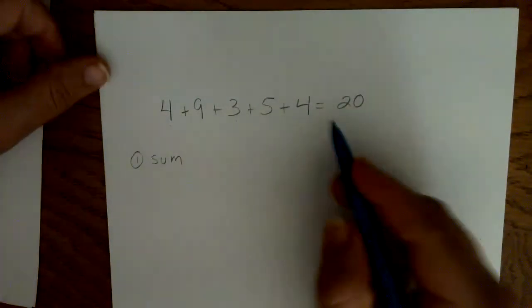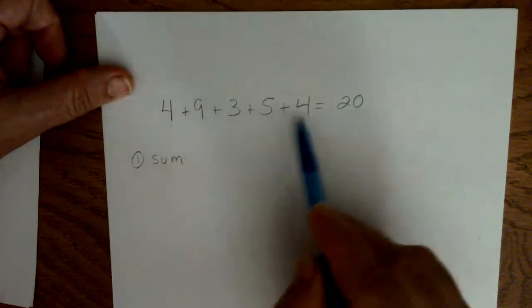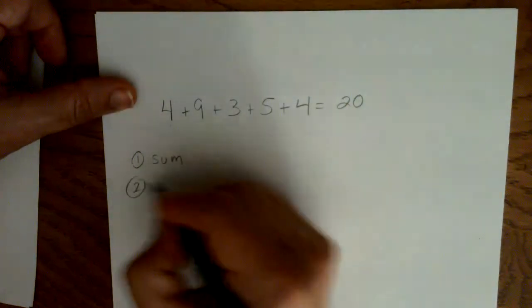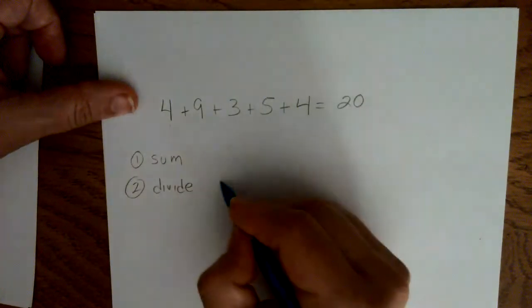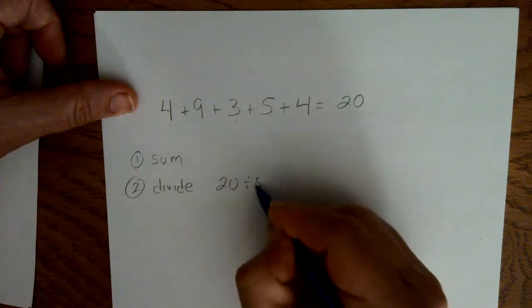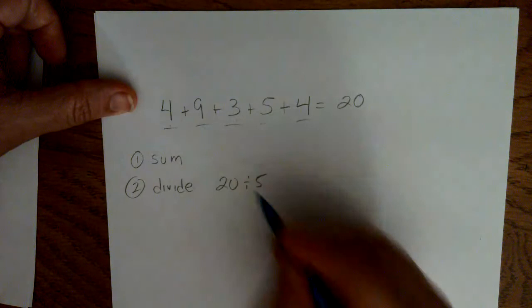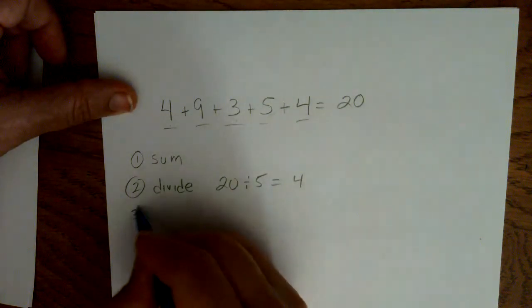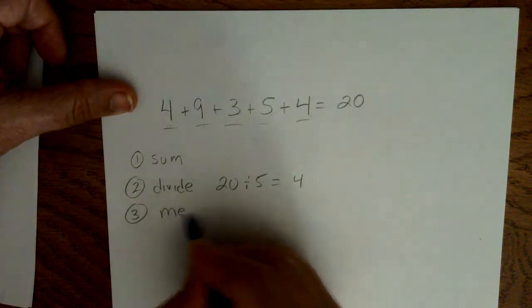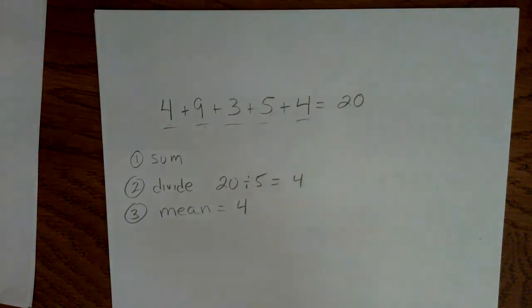Now I need to redistribute these blue kits among the 5 people, or among my 5 pieces of data. So my next step is to divide, and I'm going to divide 20 by 5. I have 5 pieces of data. That's how I determine what I divide by. 20 divided by 5 gives me 4, so that my mean number of blue kits collected would be 4. So again, we say the mean is 4.